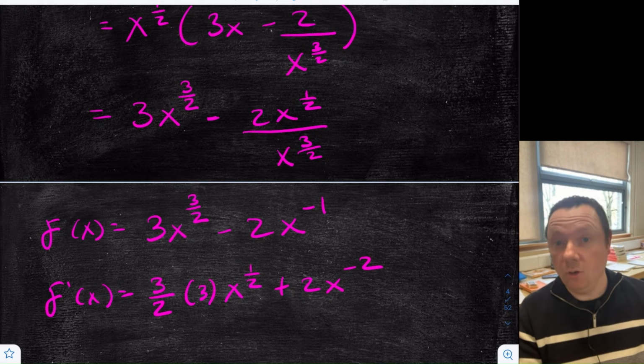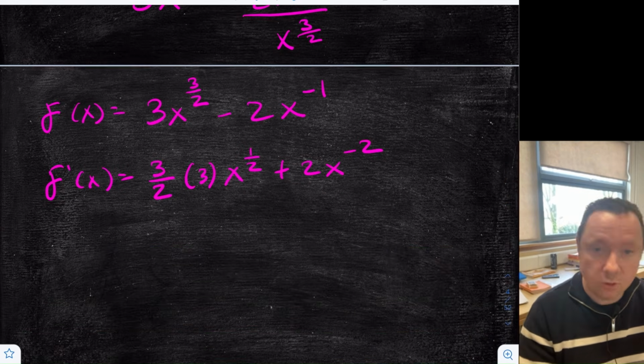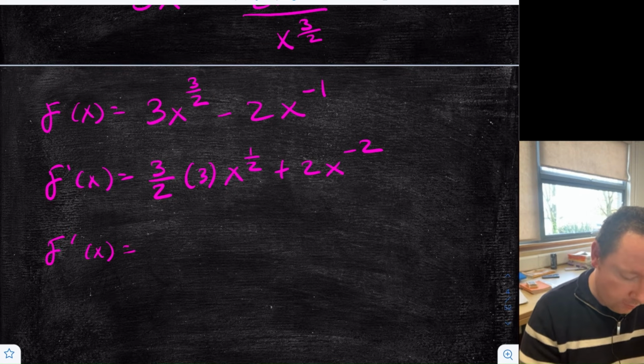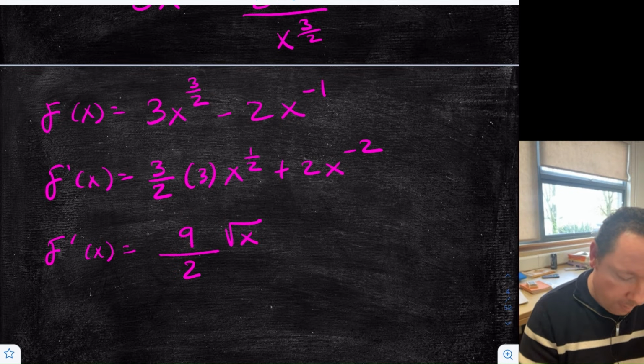Tidying that back up, because it was a non-calculator question, so we can substitute 4 in. We get f dash x is equal to 3 3s are 9 over 2 root x, x to the half, plus 2 over x squared.